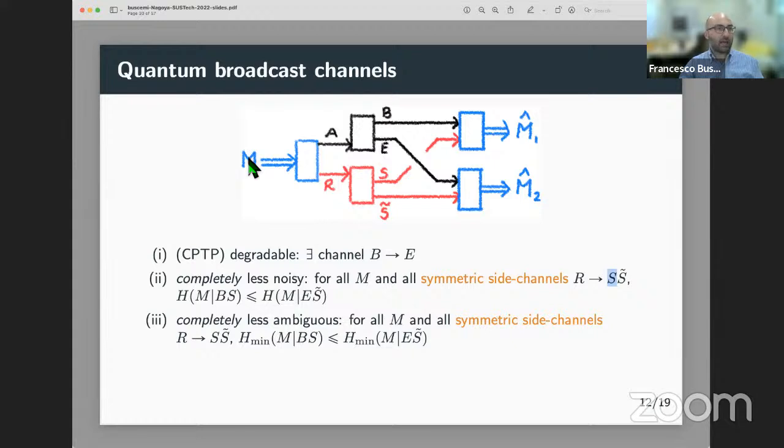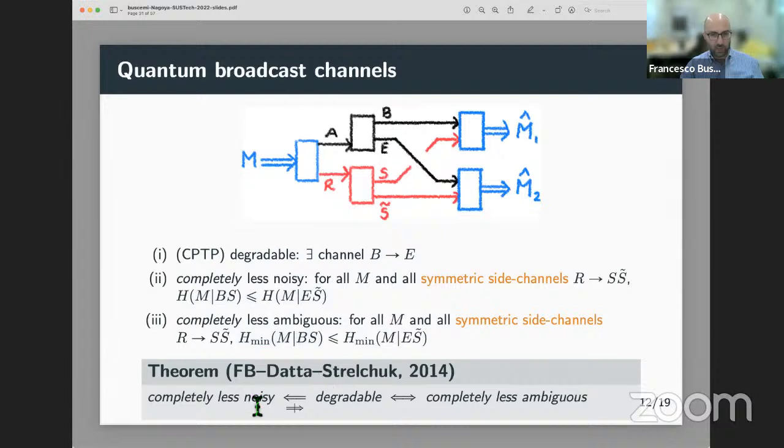And now I take any kind of classical message and I try to encode these messages in A and R. Then I ask Bob and Eve to decode. So I have a notion of completely less noisy, which would be using the usual conditional entropies here. And I also have a notion of completely less ambiguous, which would instead use this H-min entropy, or to say really the probability of correct guess, so the probability that M hat is equal to M, optimized over all the codings. So this is the theorem that we have.